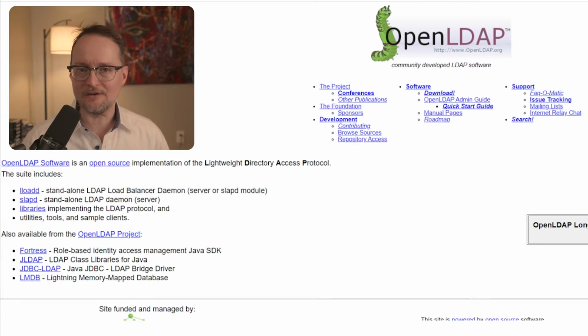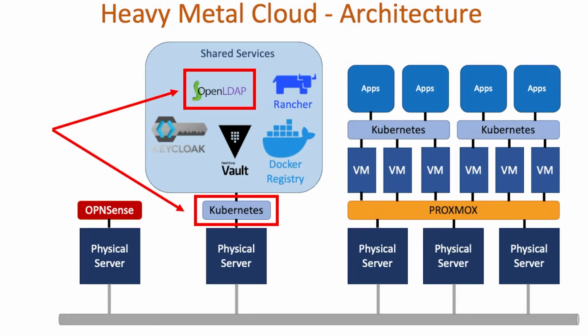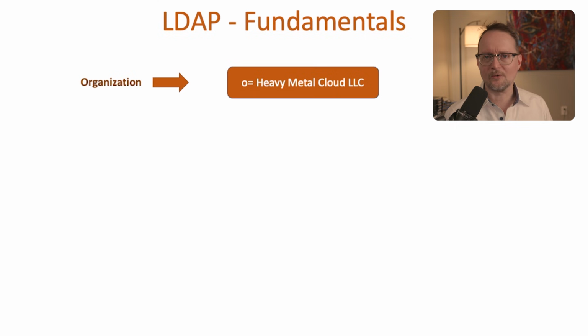The technology I'll be using is called OpenLDAP, and I'll be installing it in my Kubernetes cluster that I use for shared services. So what is LDAP and how does it work? LDAP stands for Lightweight Directory Access Protocol. Let's start by looking at the directory part of the acronym. The directory is structured as a hierarchy of objects. At the top, we have our root object, which is called an organization. In my case, I'll be using my Heavy Metal Clouds organization name.